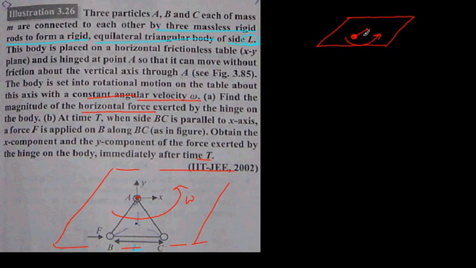I'm taking this mass also into account because it's a hinge and we have to include it. The center of mass would be at a distance L by root 3 from the hinge. Not center of mass, rather the radius of gyration, which would be L by root 3.